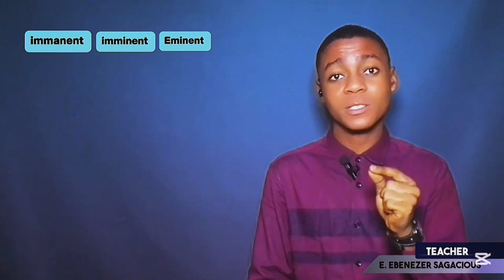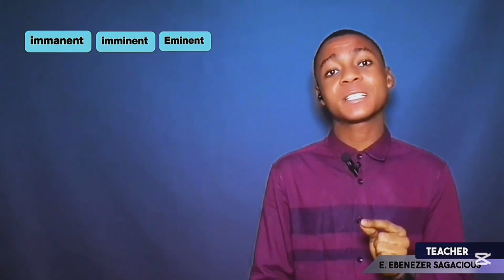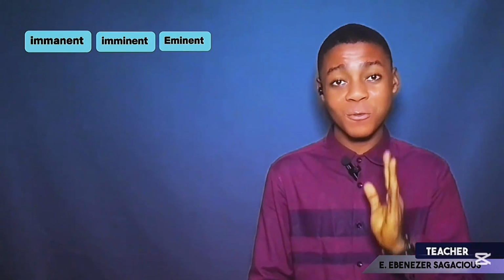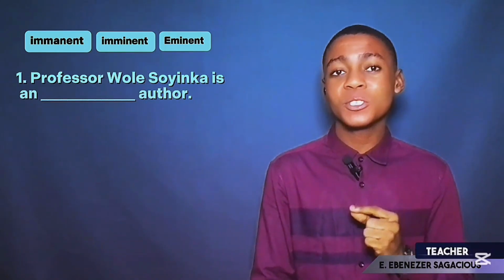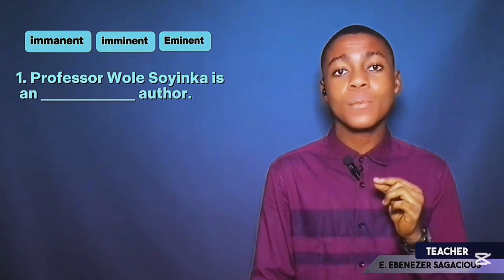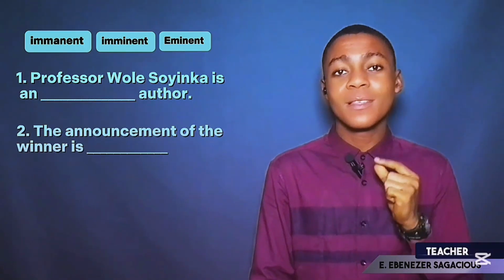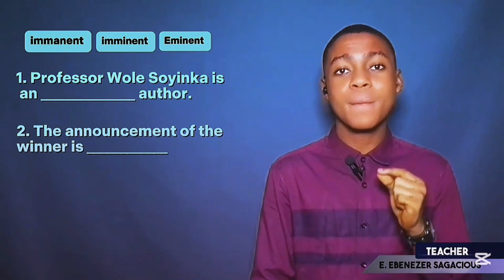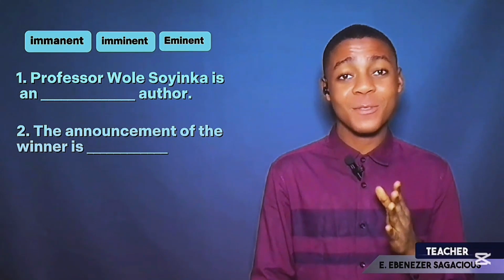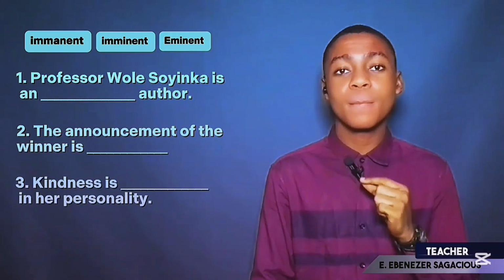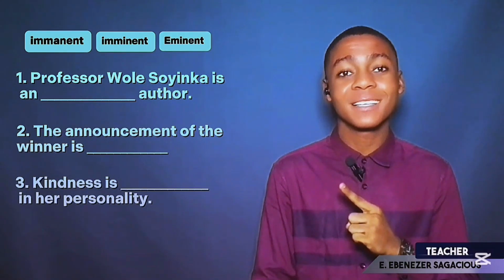Now, let's take a quick quiz to test your understanding. You can pause the video if necessary, and you have about 3 questions about to display on your screen right now. What you need to do is to pick one of those words and use them in any of these 3 sentences once. You have 4 seconds. Professor Woloshenko is an author. The announcement of the winner is blank, and number 3, kindness is blank in our personality.